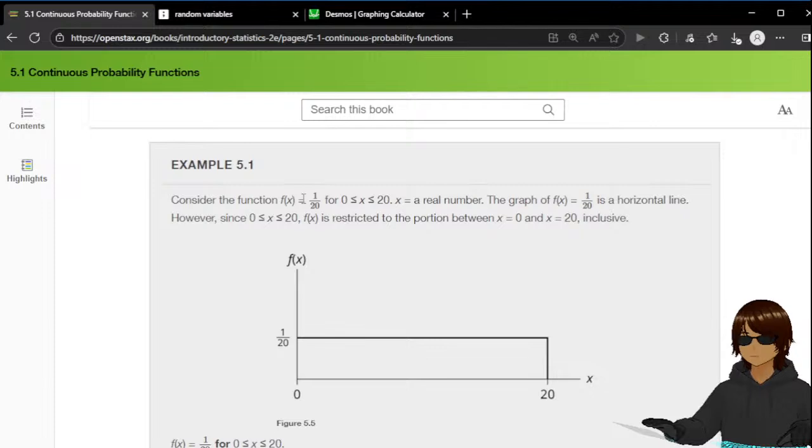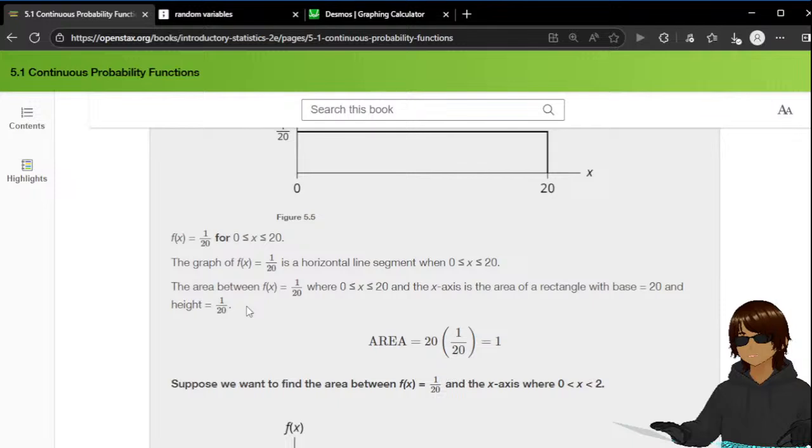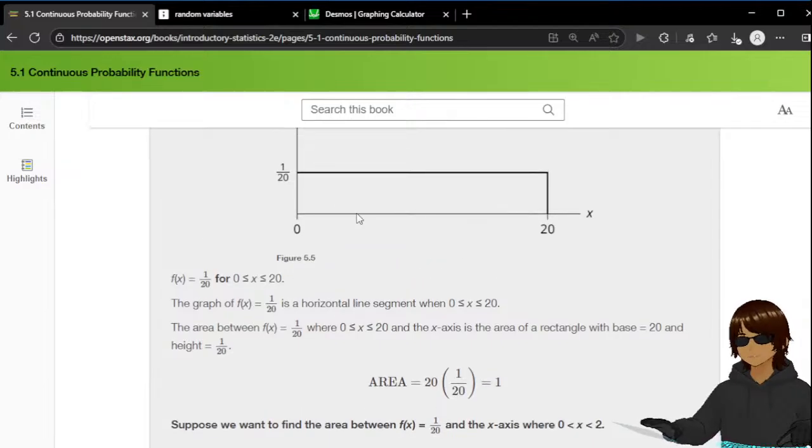Consider the function f(x) equals 1/20, where x is a real number. The graph of f(x) = 1/20 is a horizontal line. However, since 0 ≤ x ≤ 20, f(x) is restricted to the portion between x = 0 and x = 20, inclusive. The graph of f(x) = 1/20 is a horizontal line segment. The area between this line and this line inside this box is 1.